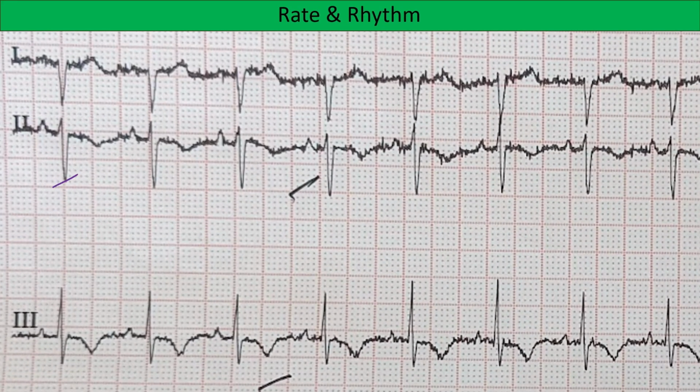Let's begin with rate. So we pick two of the same spot and we see that there's 1, 2, 3 large boxes. 300 over the number of large boxes is the rate. So therefore we see that this patient is borderline tachycardic.